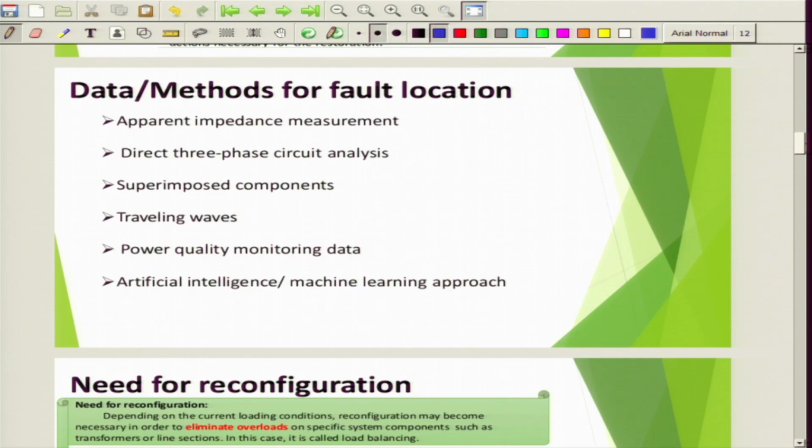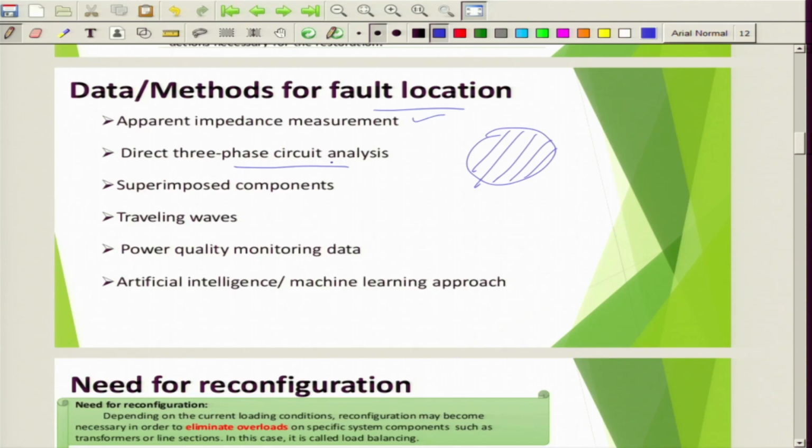And then the methods for fault location: we have apparent impedance measurement. So we have seen the impedance relays and mho relays, and what they exactly do is find out the impedance, basically the exact impedance. If the impedance is less than the given impedance, there is a boundary. If the impedance is very less as compared to the nominal or working impedance of the system, then naturally there is some high current flowing into the system. That means there could be a chance of fault.